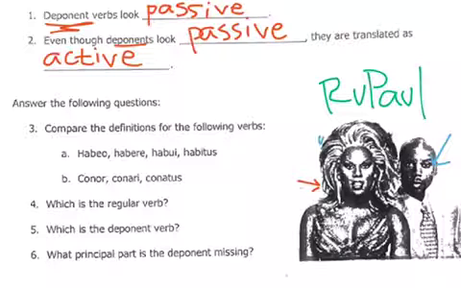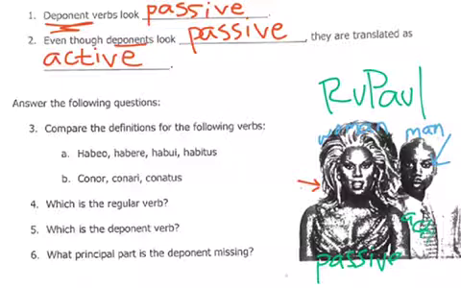Okay, he looks like a woman, but he's actually a man. Right? That's how deponent verbs are. They look like they're passive, even though they translate active. Get it? Get it? If you don't get it, you can go online and watch RuPaul's Drag Race. It's a great show.